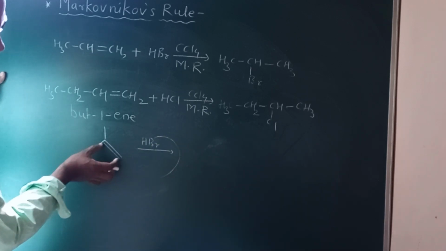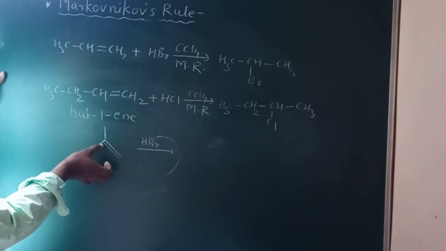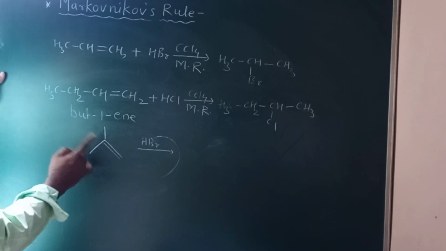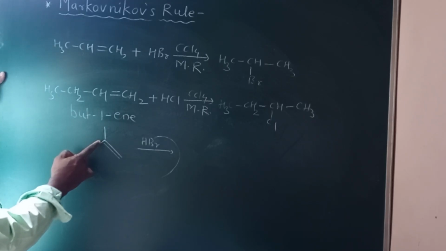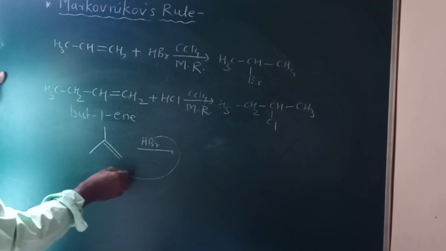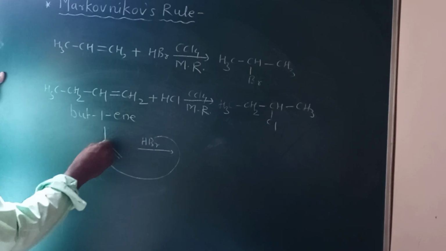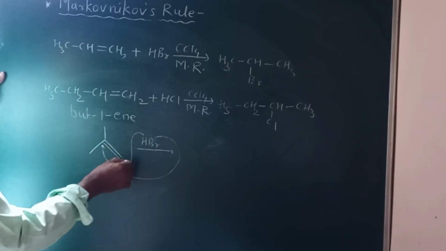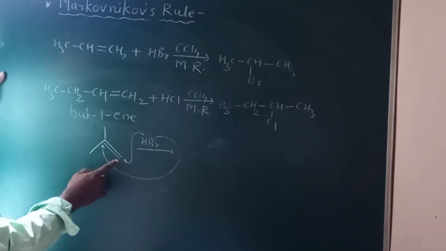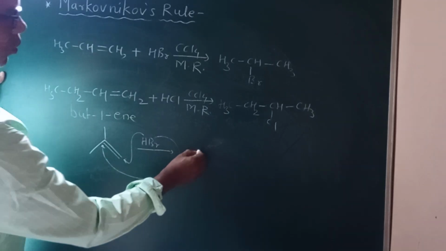Which carbon? Which unsaturated carbon? The carbon carrying less number of hydrogen atoms. Now this carbon is not having any hydrogen atom. That's why we can call this carbon a highly substituted carbon. And this negative part gets attached to that highly substituted carbon, and H gets attached to this carbon, so this CH2 converts into CH3. So you get this product.